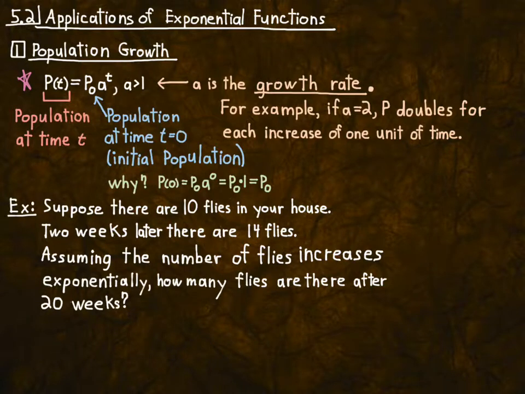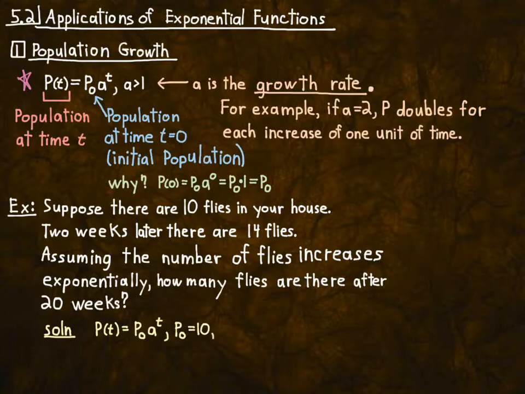We start with 2 weeks. So we'll write out the formula. P of t equals P sub 0 a to the t. There's two sets of information here. For both of them, the initial number of flies is 10, so P sub 0 is 10 for both sets of information. The first set of information is there's 10 flies in your house, and 2 weeks later, so the time is 2, there's 14 flies. So P of 2 is 14.